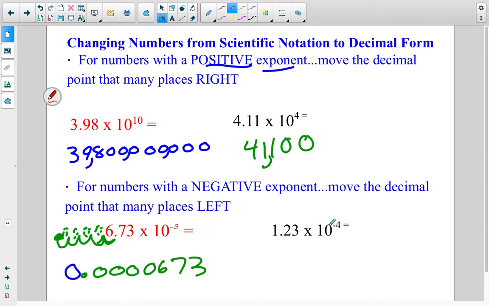So 4 places, it's a negative exponent, so I have to move to the left. 1, 2, 3, 4, decimal point. So fill in the egg crates with eggs or zeros. I've got 0.0001223 and a 0 in front of that decimal point.